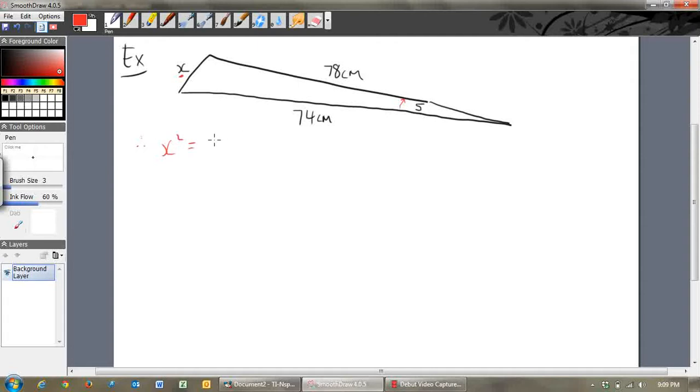x squared equals 78 squared plus 74 squared minus 2 lots of 78 times 74 cosine 5 degrees. Okay, and so I'm just going to bang this all into a calculator. If I was you, that's what I'd start doing. Just start writing it all out in one go and evaluating in one go rather than doing piece by piece like you did in year 9. Let's do it now. So straight into your calculator.